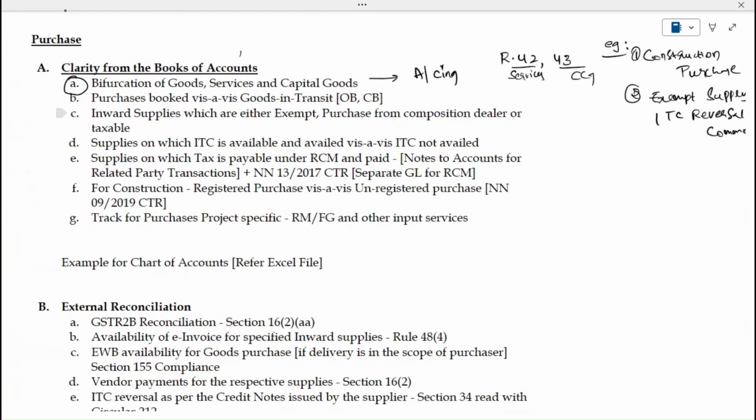With respect to goods purchase, I refer to the RCM notification 13, read with notification 6, if I have paid 80% GST on my unregistered purchases. Similarly, further, second point, purchases booked vis-a-vis GST goods in transit. Purchases which are accounted, purchases which are there in transit, I'll explain this. Let me just come to the Word document.